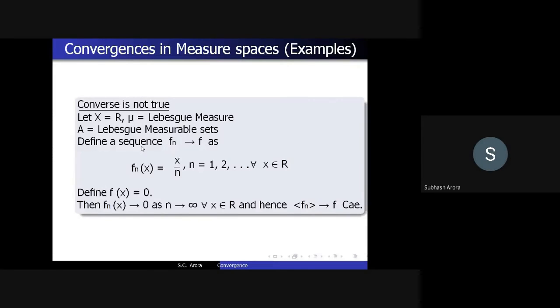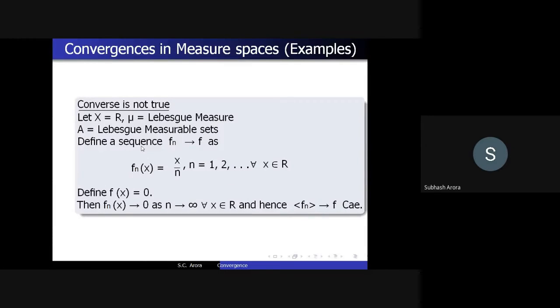Let's see this example. Let X be equal to R, the set of real numbers, and mu the Lebesgue measure, the usual measure in the Lebesgue measure space, with the Lebesgue measurable sets. Define a sequence Fn as follows: Fn(x) is equal to x by n, for n going from 1 to 3 and so on, for every n.